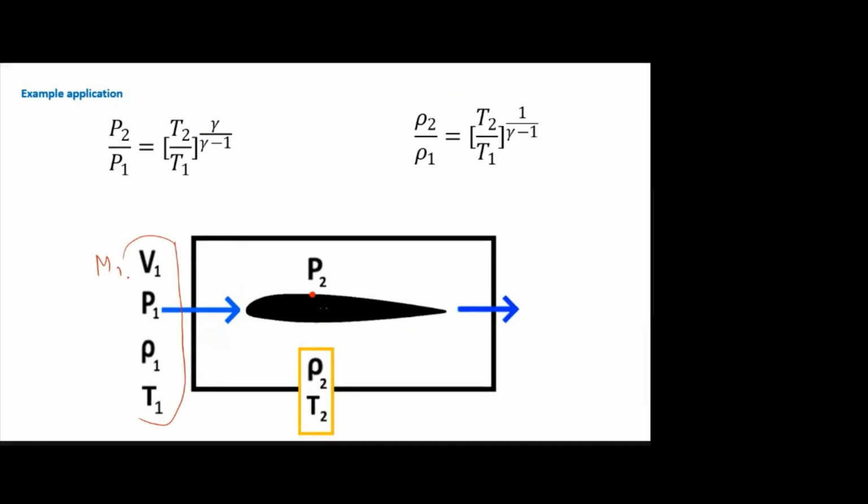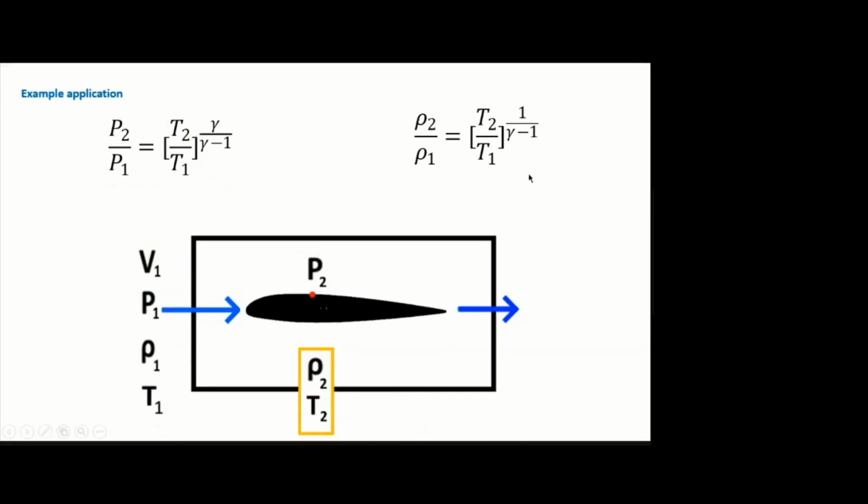So we know M1, V1, P1, ρ1, T1, and all. And from the pressure port on the aerofoil, we found the P2 also. From that, we have to find density, temperature, Mach number, velocity, everything. So in that case, you can apply this isentropic relation. If you take this first equation, we know P1, we know T1, and P2 is also found. So from this relation, you can find the T2.